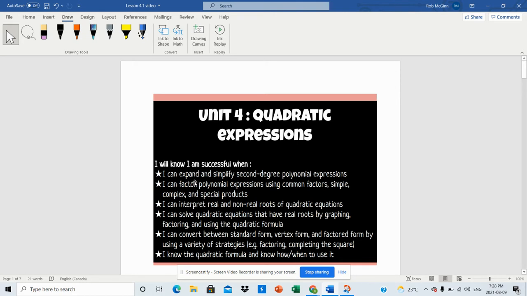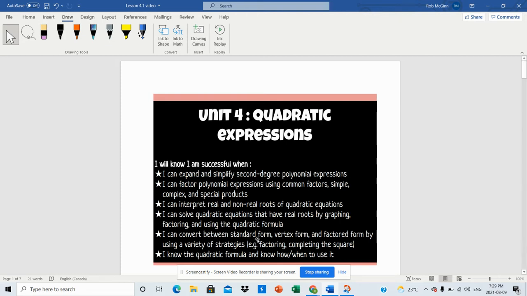First off, I can expand and simplify second degree polynomial expressions. Then we'll move to I can factor polynomial expressions using a various amount of techniques. I can interpret real and non-real roots of quadratic equations. I can solve quadratic equations that have real roots by graphing, factoring, and using the quadratic formula.